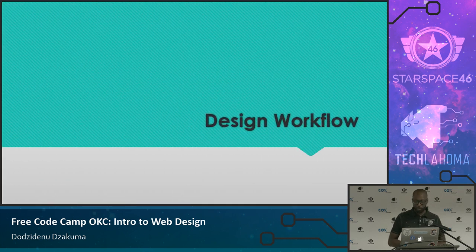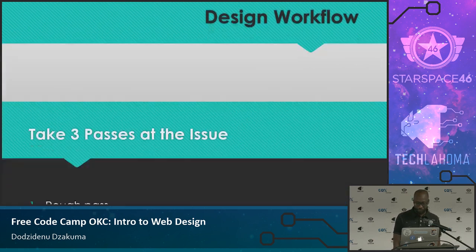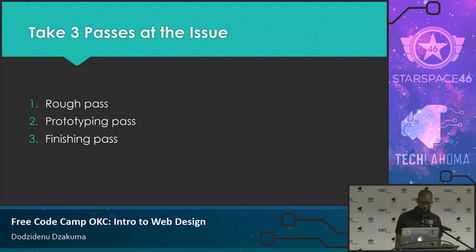Next, let's take a look at a workflow. So we need to figure out how we're going to work through things to get from start to finish. And this is usually how you go through it. You do a rough pass, you do a prototyping pass, and then you do a finishing pass.